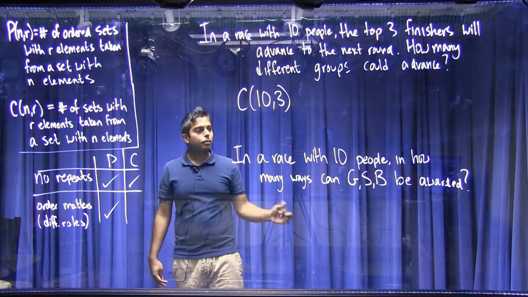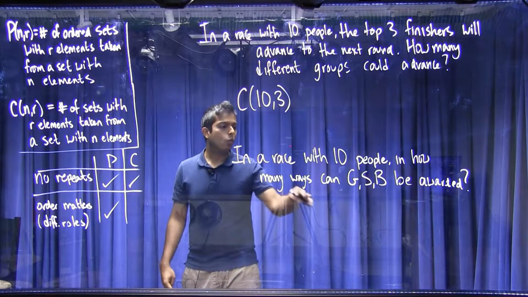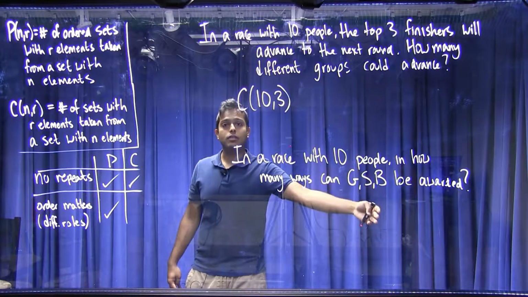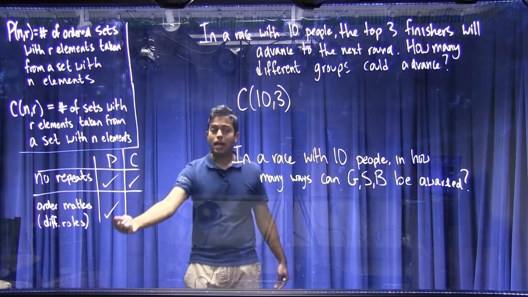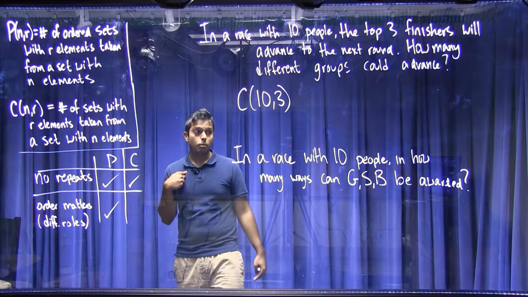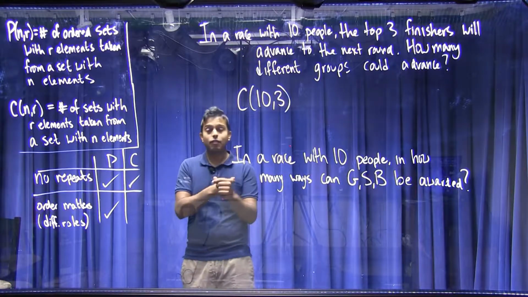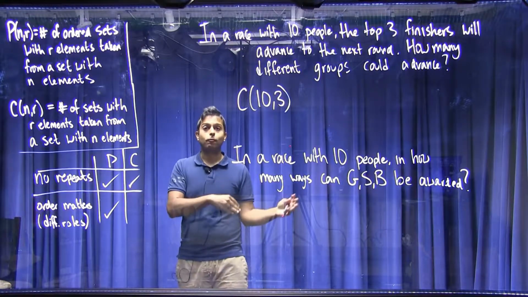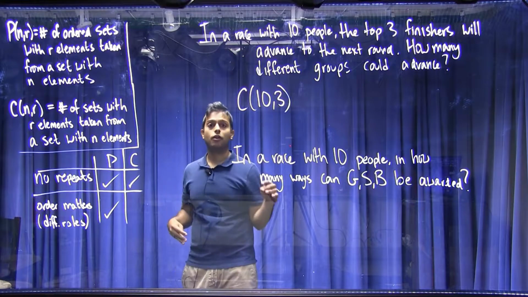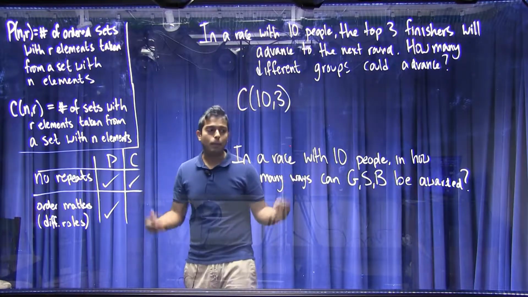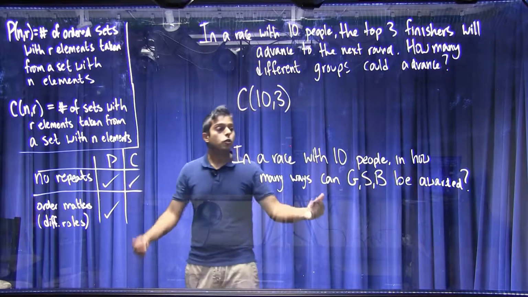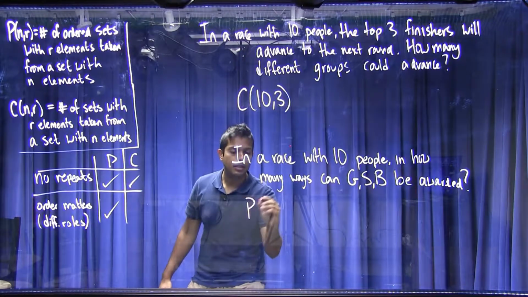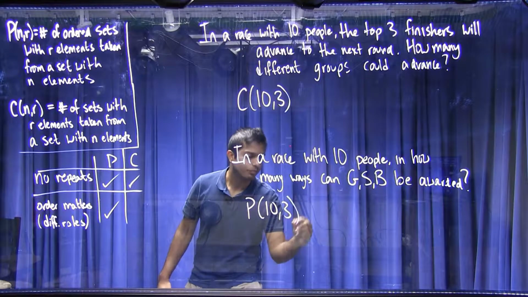Now, in a race with 10 people, in how many ways could we award gold, silver, and bronze? Now, this becomes a permutation problem because the order matters. If I'm first, I get gold, but if I'm third, I get bronze. So there's a difference based on what position you finish in the top 3, whereas here there wasn't. And of course, the same person can't win both gold and silver. So again, there are no repeats. So for this problem, it would be P(10,3).